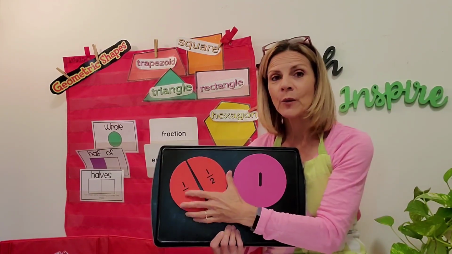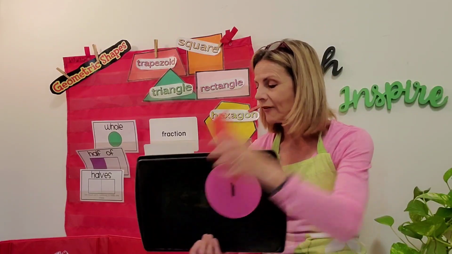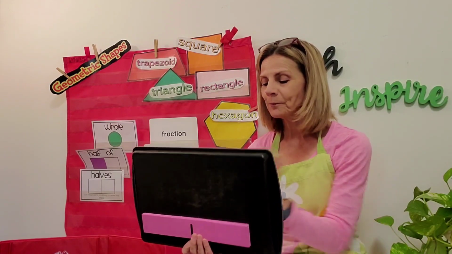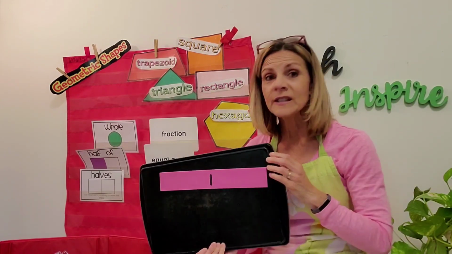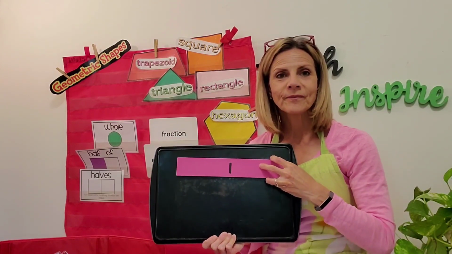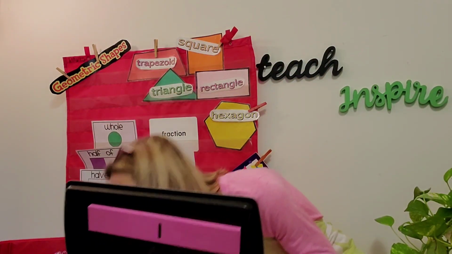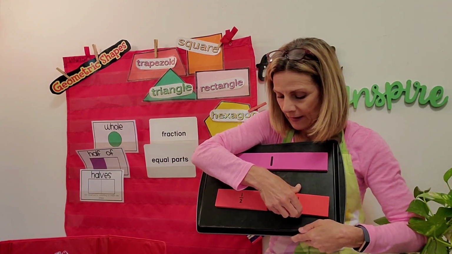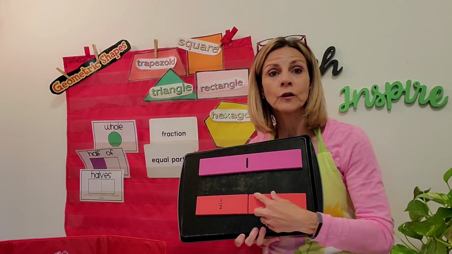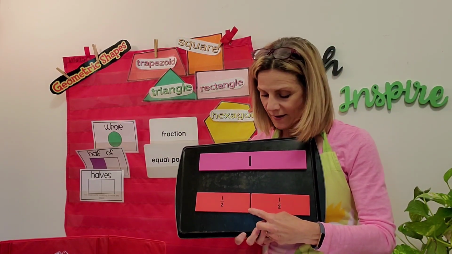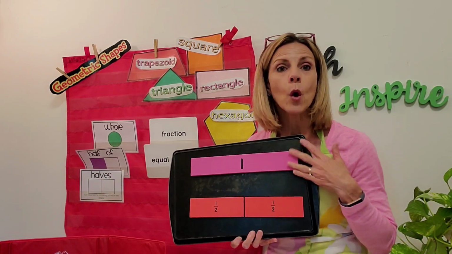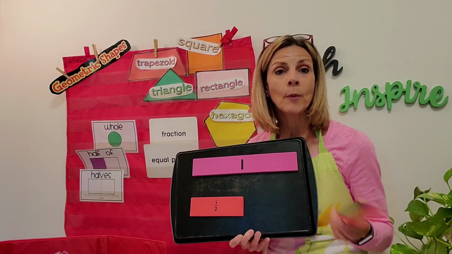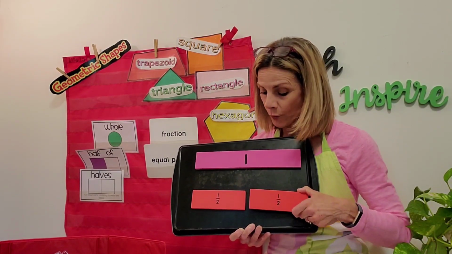I can also do this with a rectangle. I have my little rectangle helper that I'm going to pull out. I'm going to replace that circle. This is a whole rectangle, and I've got some fractioned pieces that I can use to help me model. I'm going to think about that vertical slice first with that straight line. I've got two halves of this whole rectangle. I've divided it into two equal parts. If I pull one part away, I've just pulled away one half of the rectangle.